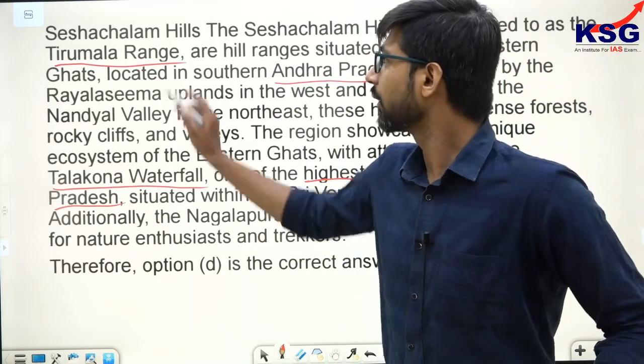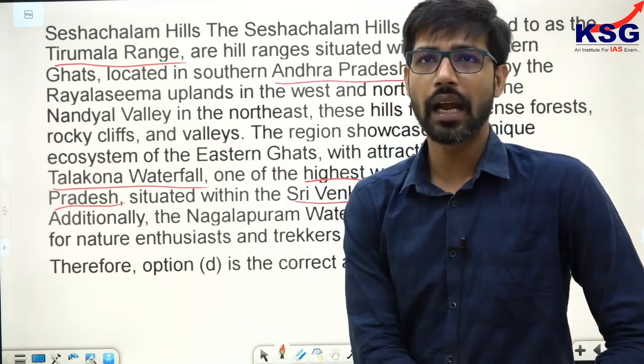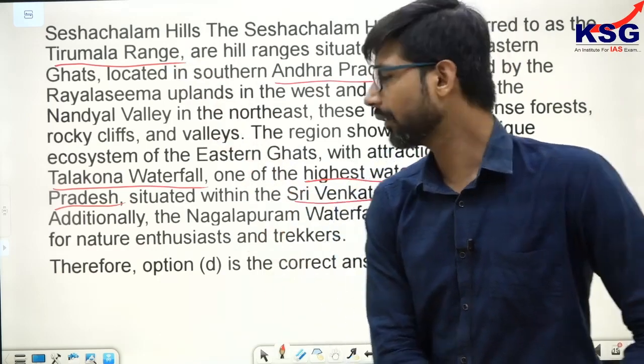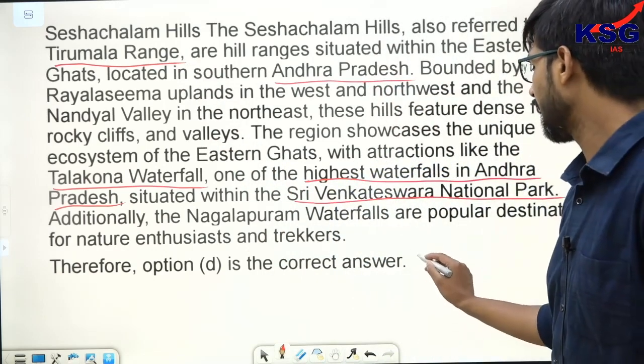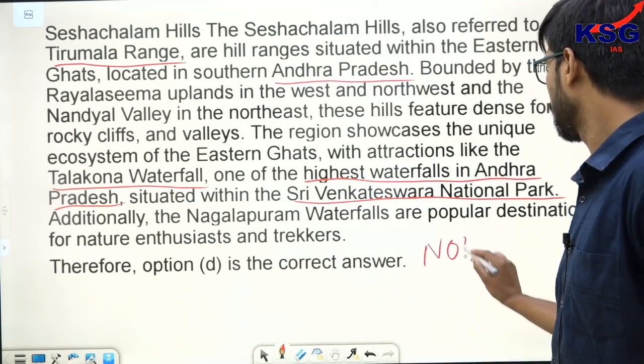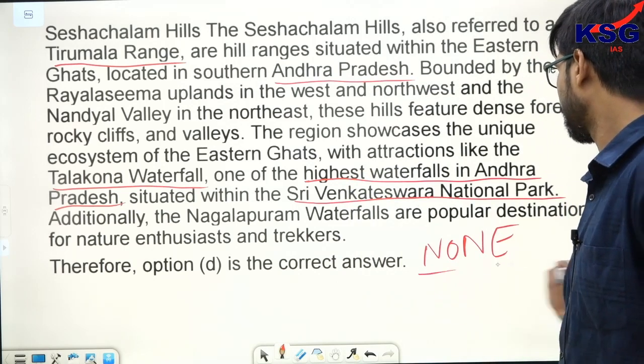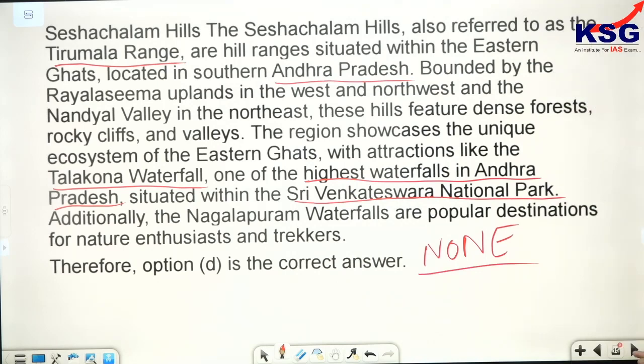That is why the Seshachalam Hills are located in Andhra Pradesh, and the third statement also is wrong. Therefore, option D is the correct answer, that is none. None of those statements is correct. I hope this sums up the 9th question.